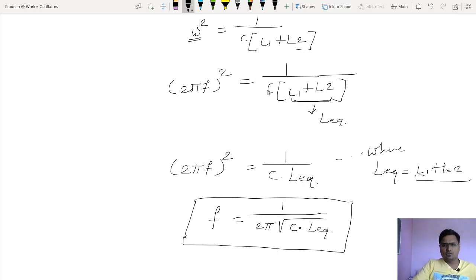First, let me conclude here that this is the frequency of oscillations, 1 divided by 2 pi under root C multiplied by L equivalent. So what is that L equivalent? It is an addition or summation of L1 and L2, is it? See, we have derived the frequency of oscillations, but this is not the end, is it? That's not the end. Why am I saying that?